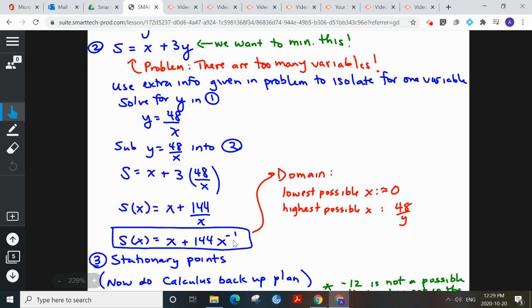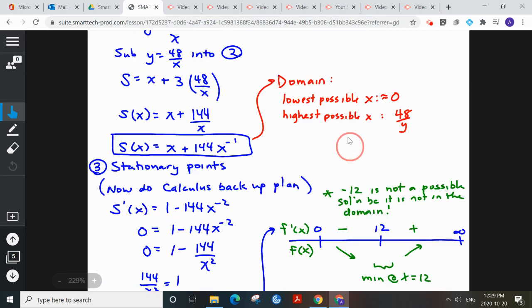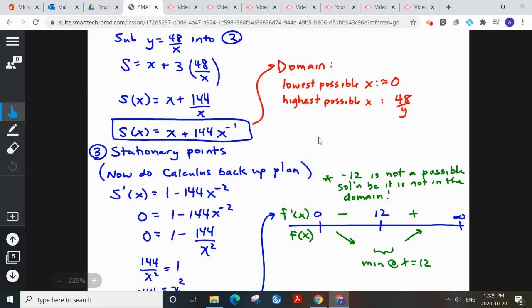And I might rewrite this so it makes it easier to take the derivative. Now, when I think about the domain, the lowest possible number is approximately 0. It could be a decimal, but it's not going to be less than 0. And the highest possible x is whatever 48 divided by y is. That's not a very useful domain right now. It might just help us if there are real endpoints.